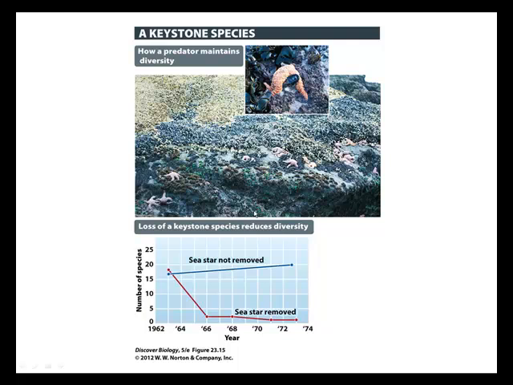In this very famous study done by Dr. Paine in the Pacific Northwest, actually out in the San Juan Islands, what was looked at is the effects of sea stars on the community. And he found that sea stars really are a keystone species in our environment. If you remove sea stars from rocks, you have mussel overgrowth. So sea stars really keep the mussels in check.